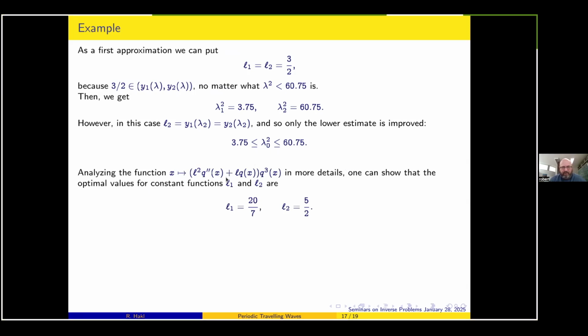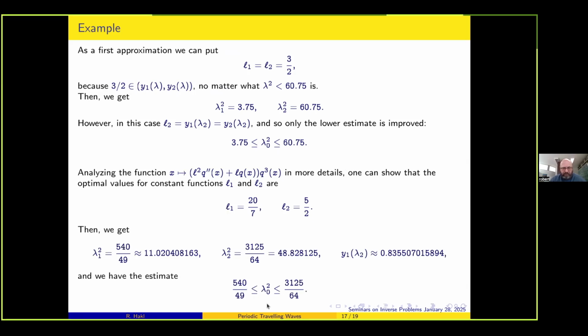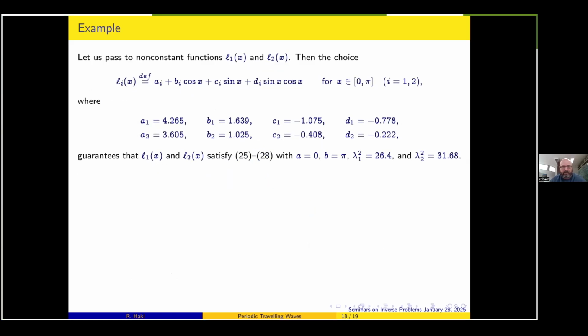So if we analyze these mappings in more detail, then we can obtain optimal values when functions L1 and L2 are constant. And we get the estimate 11.02 from below, and from above it is something like 48.82. Yes, this is better, but still it is quite a large interval. So we have to look for some suitable test functions among the non-constant functions.